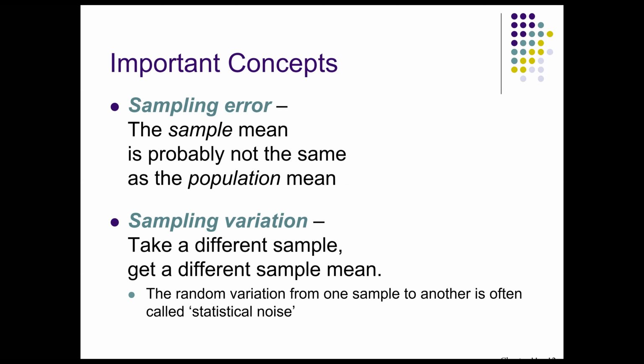Sampling variation is a different concept. That refers to taking multiple samples. Each time you take a different sample, you get a slightly different sample mean. And that difference from one sample to another sample to another sample is called variation. Differences from one sample to another, that's sampling variation. Differences between the sample mean and the real population mean, that's sampling error.